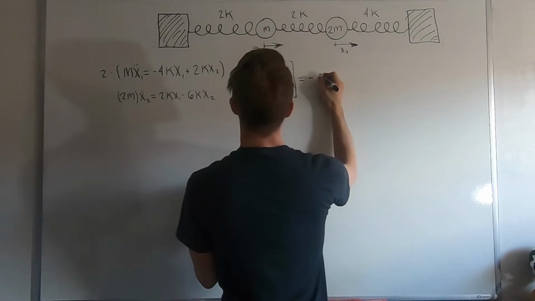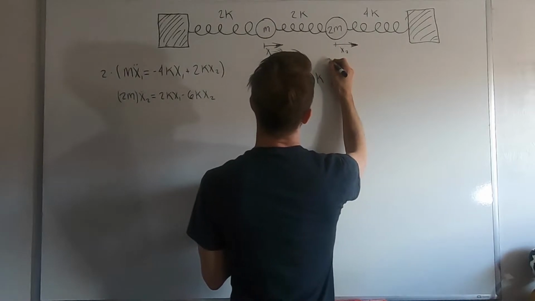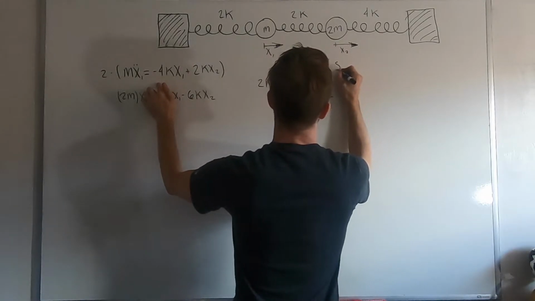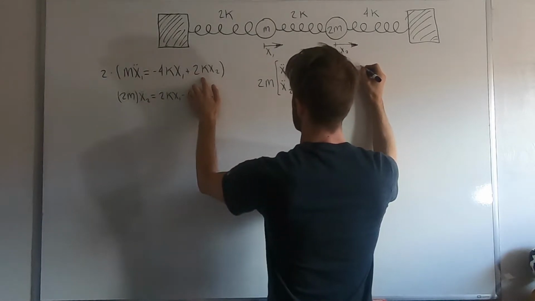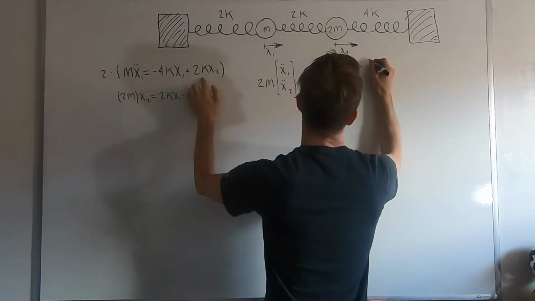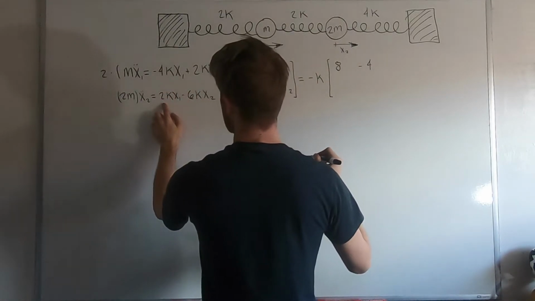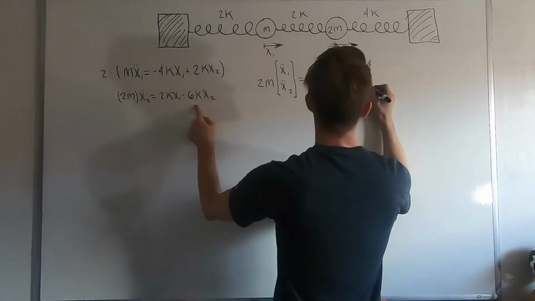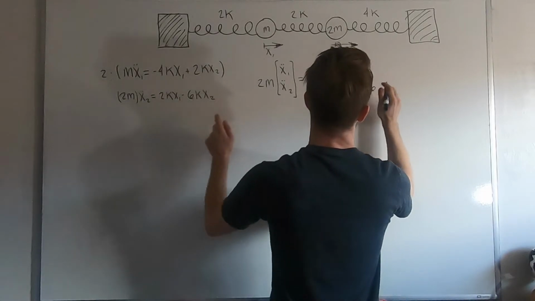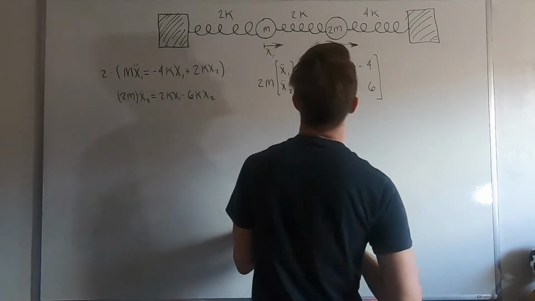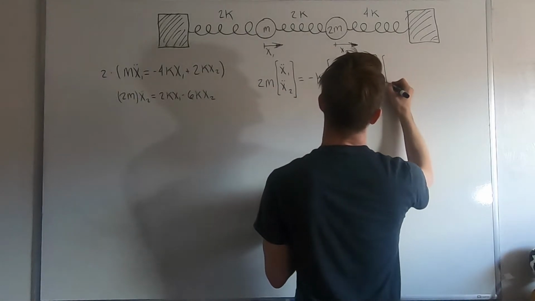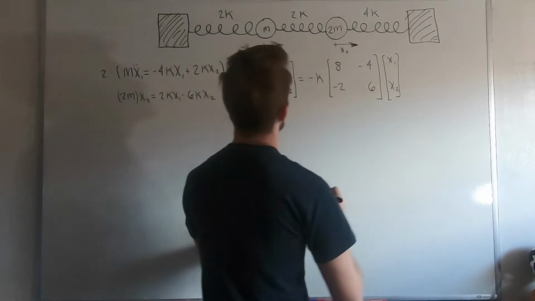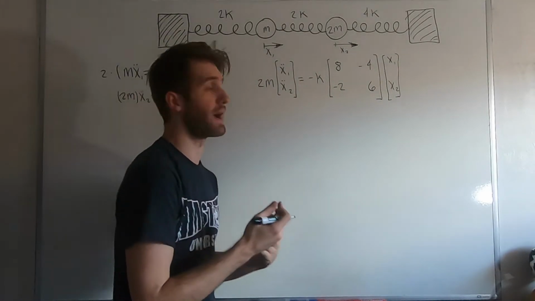So we're going to get minus k, and our matrix is going to look like, so we're going to have plus 8, so 8, and then we're going to have minus 4, and down here we're going to have minus 2, and then plus 6. All right, so plus 6. Now this is all going to be multiplied by x1, x2. All right, so we just about have our eigenvalue problem.